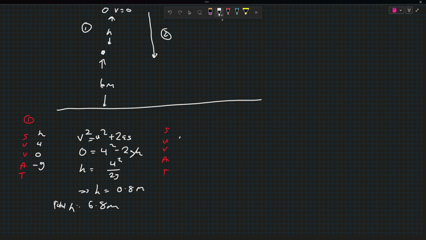Now, v is u plus at. So we have 0 is 4 minus gt. So t is just 4 over g, which is 0.4 seconds. So that's the time for the first journey.